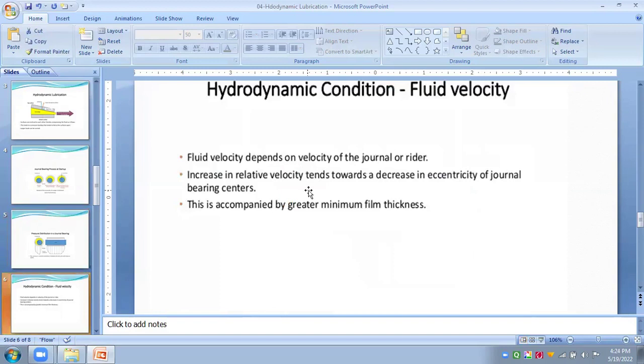Where is the fluid velocity maximum in hydrodynamic conditions? We have to see in these journals that the fluid velocity always depends on the velocity of the journal. When the velocity increases, it tends to rise toward development of eccentricity in these bearings, and this is accompanied by a greater minimum film thickness.